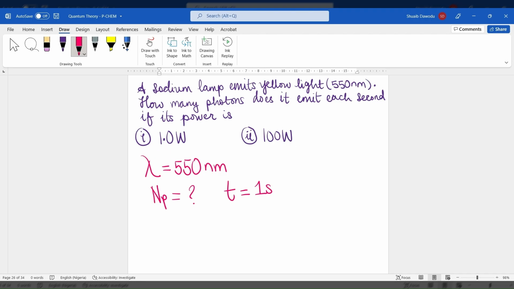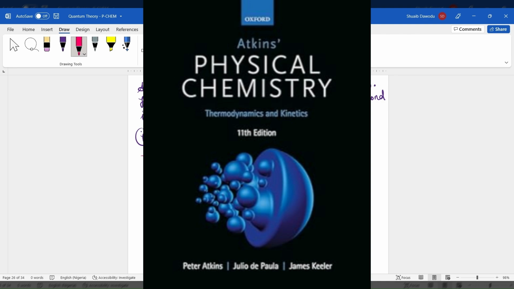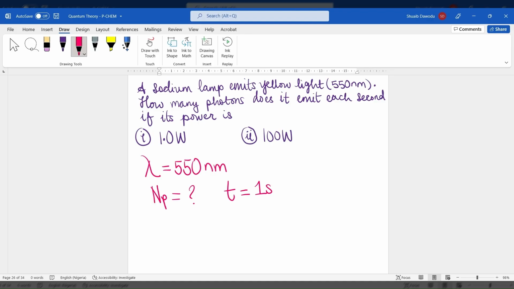Before I go on to solve this question, I want to quickly mention that this question is from the Atkins Physical Chemistry 11th edition, chapter 7, that deals with quantum theory, quantum mechanics, quantum chemistry. So I just wanted you guys to know that you should listen as much as possible so that you get all of the information, and you should be open-minded to using your intelligence to solve this question because it's not as direct, although it's very simple.